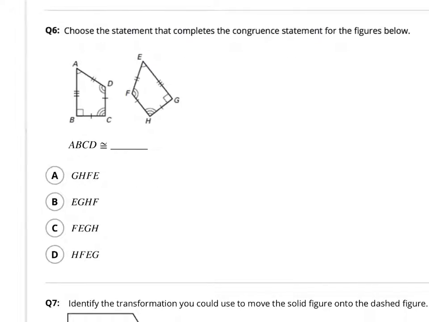Number 6, just like number 5. They're saying A, B, C, D. So pay attention to how they labeled this quadrilateral. Now, how would you label one being congruent to this one? Look at who they start with, A, B, C, D. Here are your 4 choices down below.